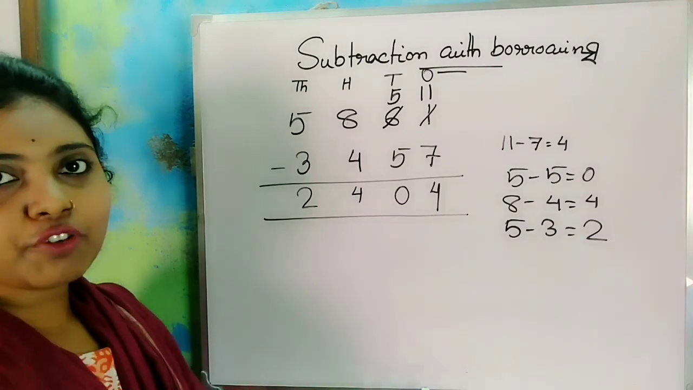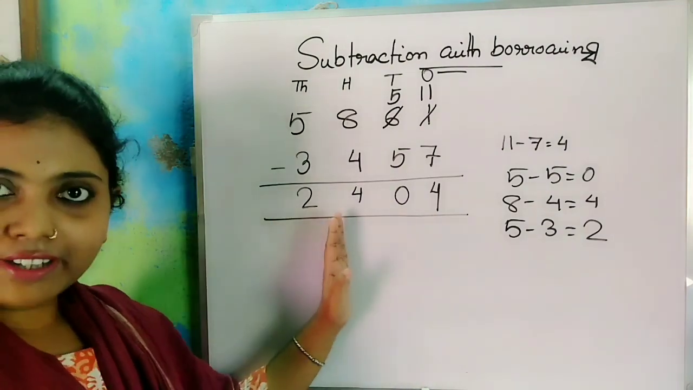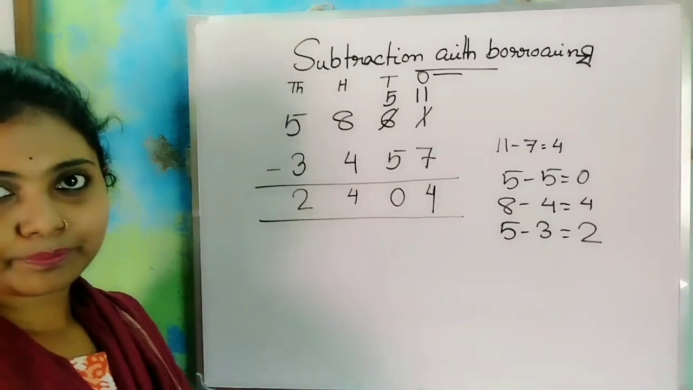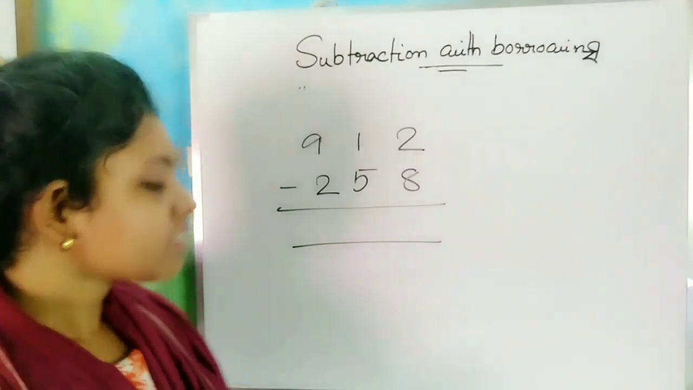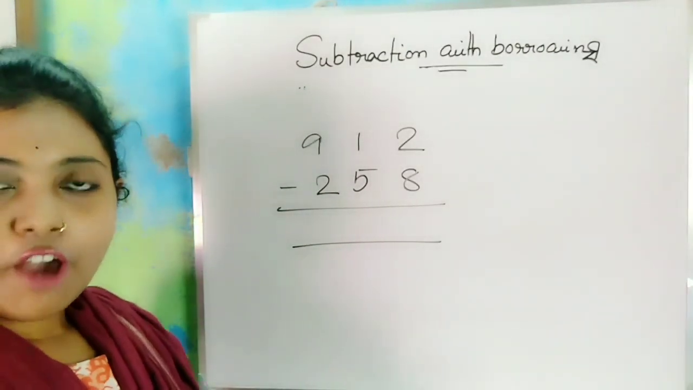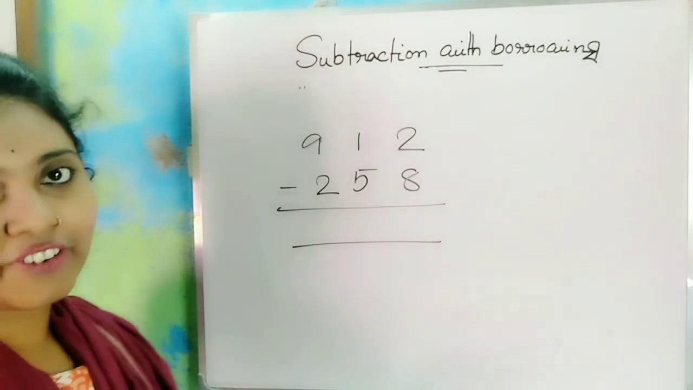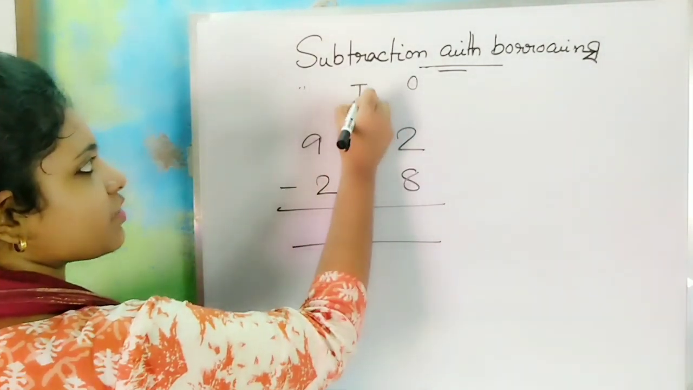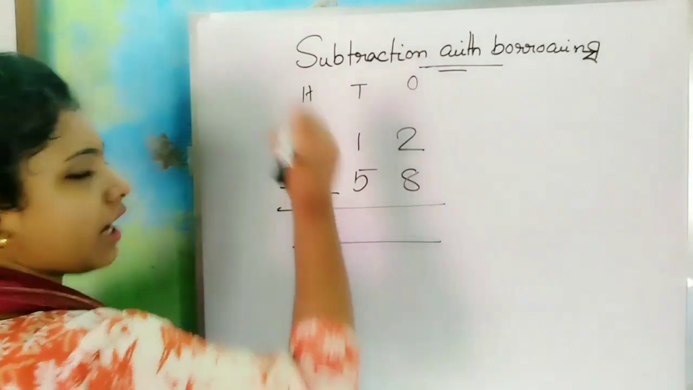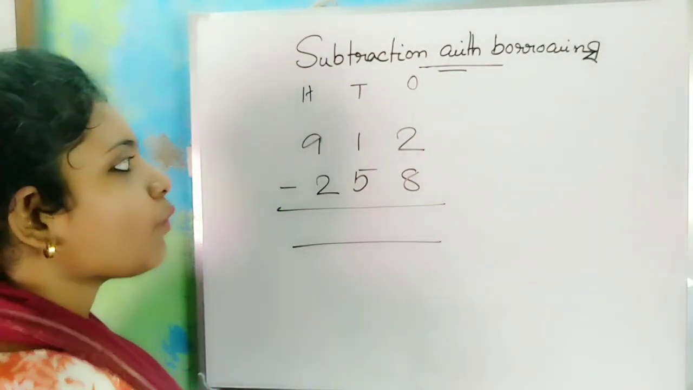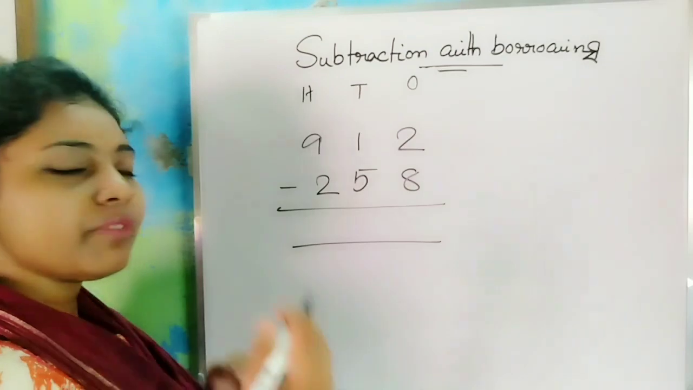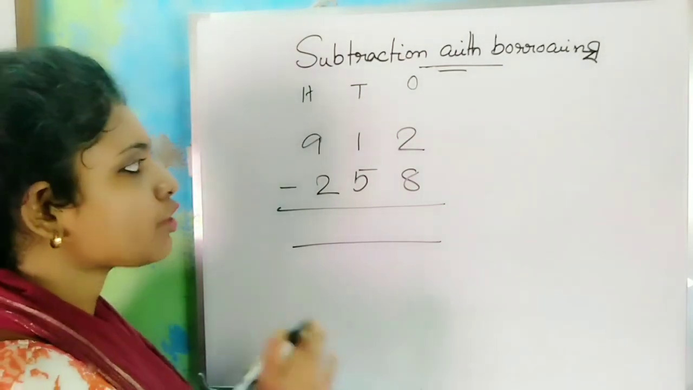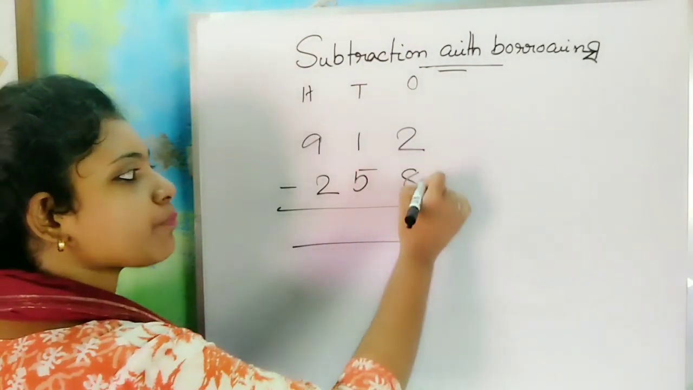So the answer will be 2404. See another subtraction. This is the subtraction with borrowing from tens and hundreds places. See here, this is ones, this is tens, and this is hundreds place. So we have to subtract from the right side. See here, 2 is smaller than 8.